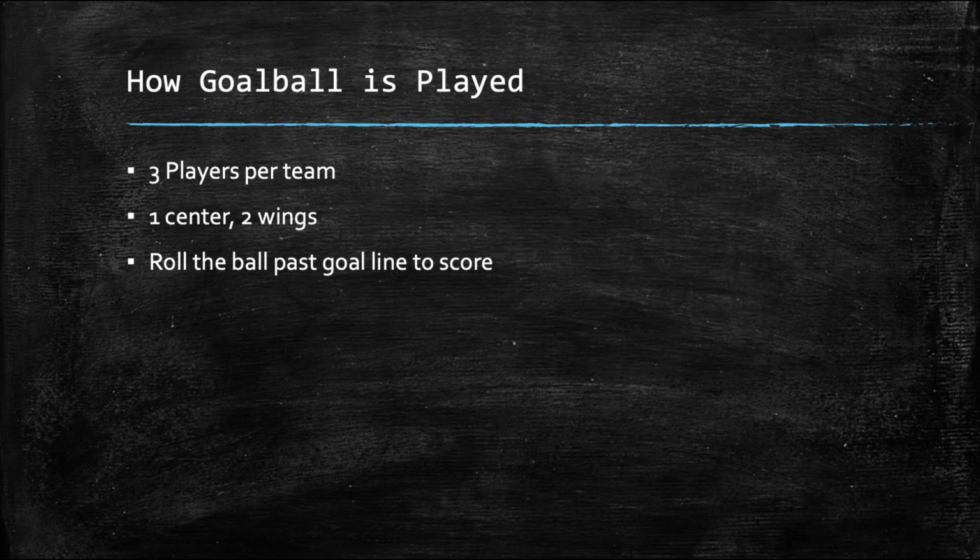Goalball is played with three players per team, one center and two wings. The objective is to roll the ball along the floor and score by getting it past the opposing team's goal line. In the lesson plan, the lesson follows a progressive skill development model where students first learn individual skills before combining them into gameplay. This progression reduces anxiety and increases skill success, particularly for students unfamiliar with non-visual movements.